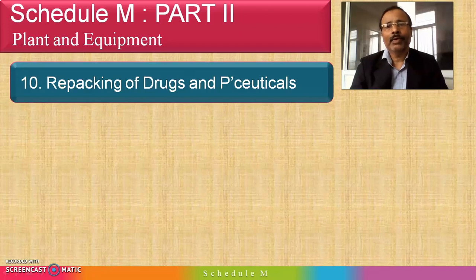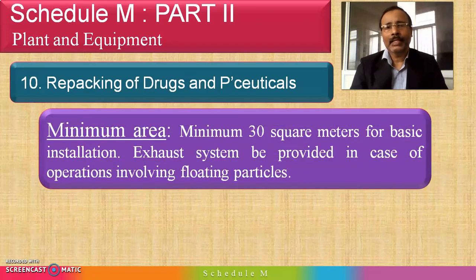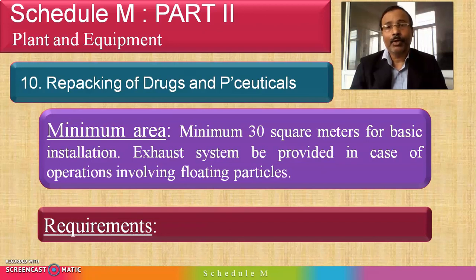So the requirement given for repacking is a minimum 30 square meter for a basic installation. There should be an exhaust system provided in case of operations involving floating particles. Right? So these are the area requirements for repacking of drugs. Now check out the equipment or instruments which are involved in repacking.